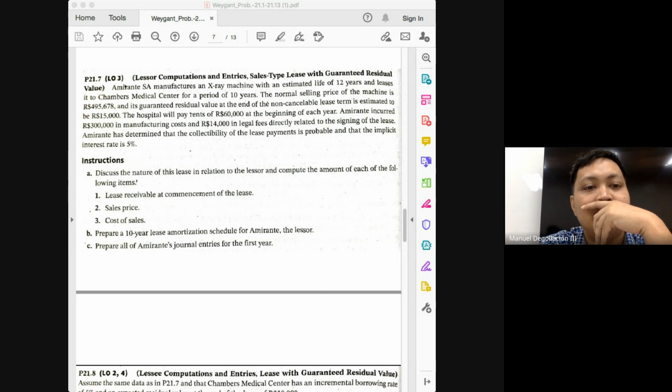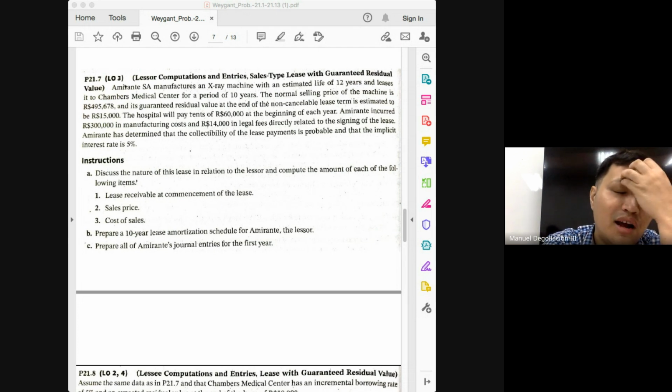Because on the very first day of the first year, there was already payment. So what does that mean? The initial lease receivable was not outstanding for the whole year because it was already paid on the very first day of the first year of the lease. So how much then was outstanding during the whole year? How much then was earning interest during the year?